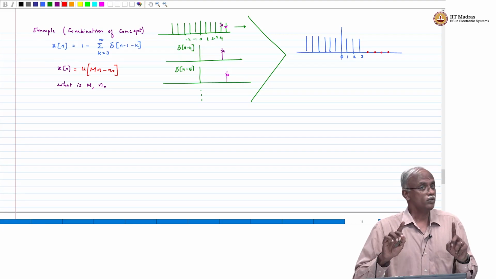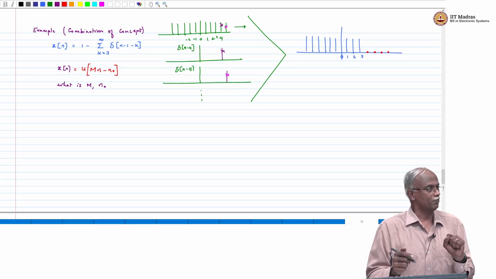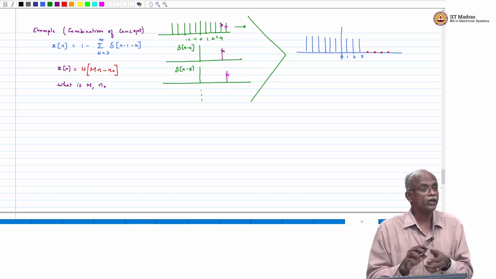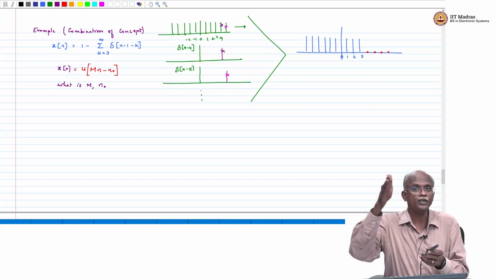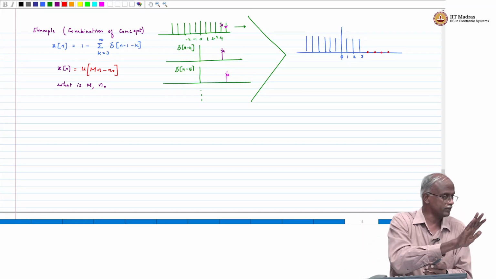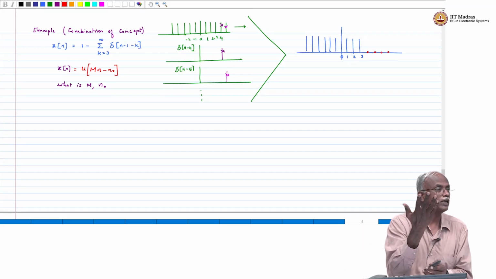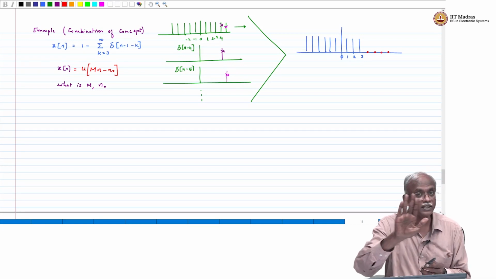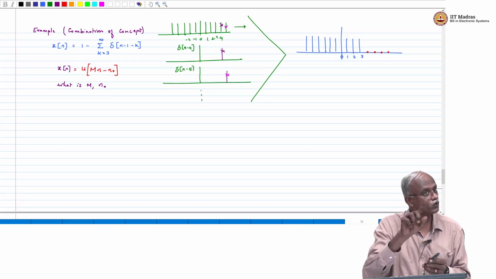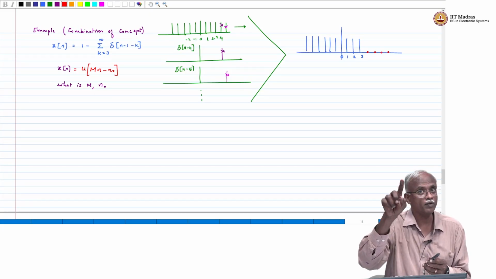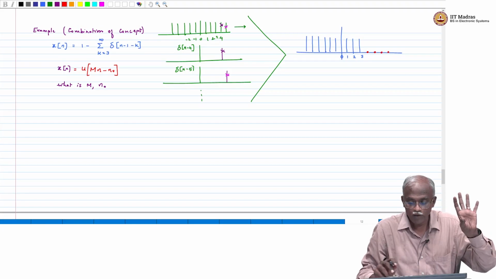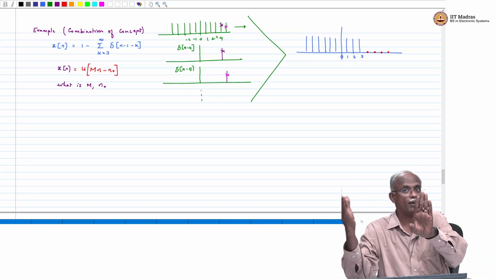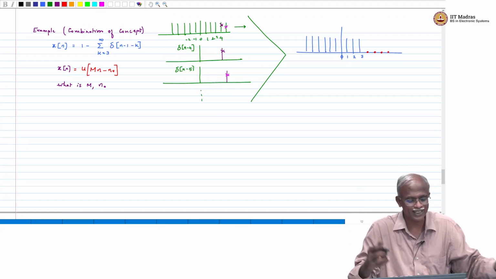Okay. Now, does this look like a unit step? That's an important question. The answer is yes, it looks like a unit step, but it is not going towards the right, but is going towards the left. No problem. All you need to do is time reverse the unit step, and is it starting at n equal to 0? No, it is starting at a different value of n.